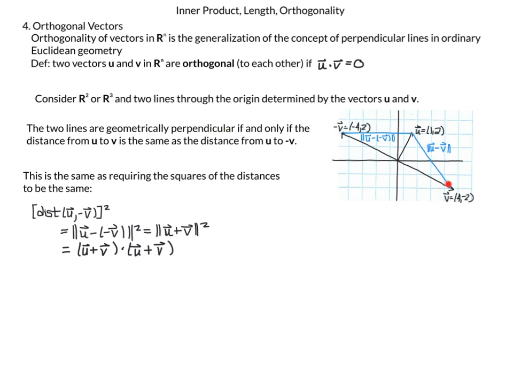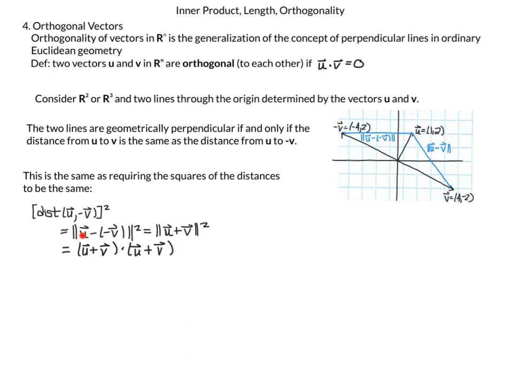I have my picture over here, here's my UV, and I want to prove these two blue distances are the same. I have my statement here: additionally, the two lines are geometrically perpendicular if and only if the distance from U to V is the same as the distance from U to minus V. This is the same as requiring the squares of the distance to be the same. So we're going to start by calculating the distance from U to minus V squared.